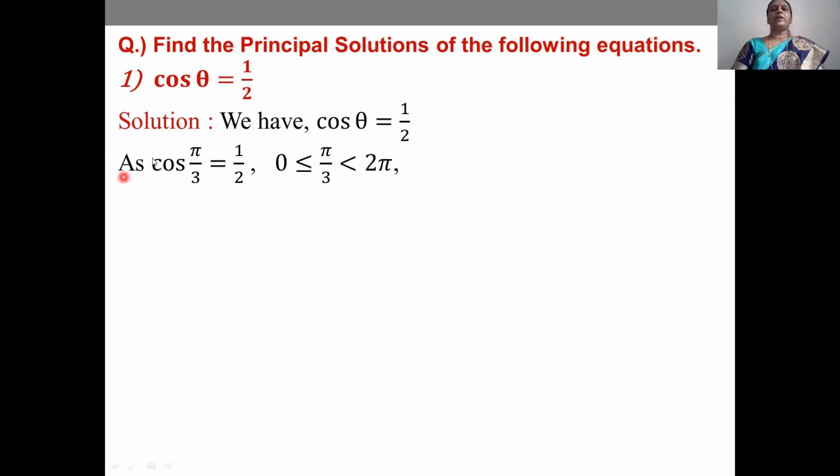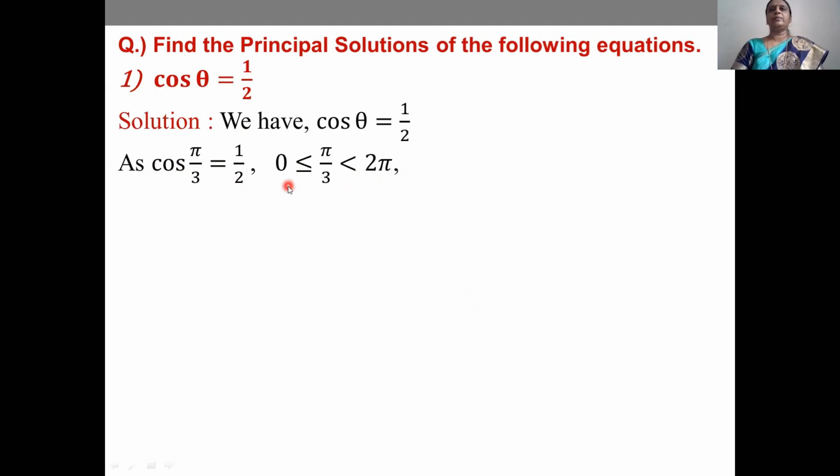Then where will we get the value of cos theta as half? At cos pi by 3, the value of cos theta is half. Therefore, write down cos pi by 3 is equal to half. This pi by 3 is the angle of 60 degrees and obviously lies in the interval 0 to 2 pi. Therefore, write down here pi by 3 lies in the interval 0 to 2 pi.